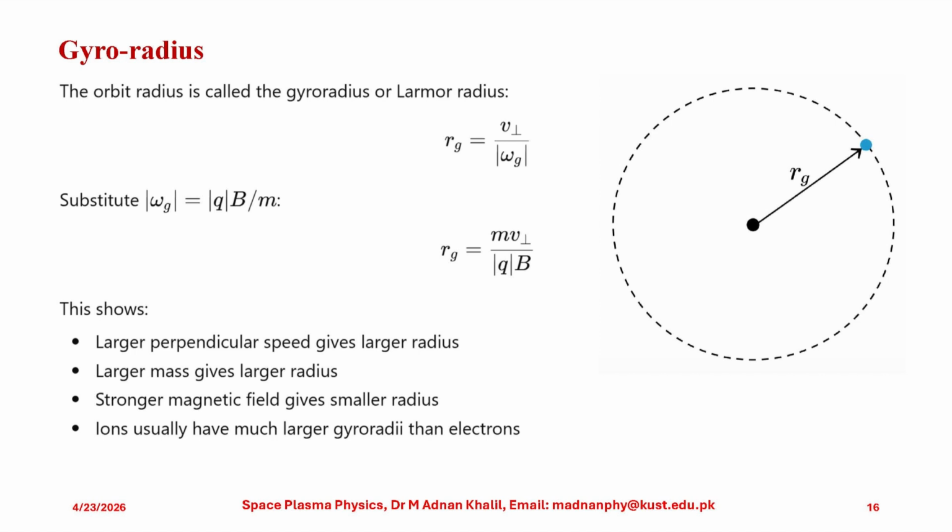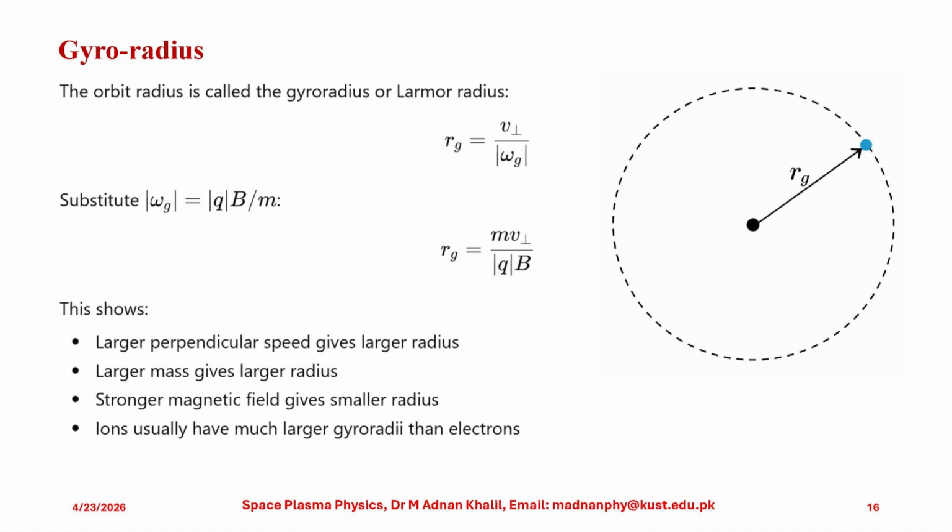The radius of a circular orbit is called the gyroradius or Larmor radius. It is first written as Rg equals v perpendicular divided by the magnitude of omega g. Replacing the magnitude of omega g by the absolute value of q times B over m gives Rg equals m times v perpendicular divided by the absolute value of q times B. This formula contains a lot of physics. A larger perpendicular speed gives a larger orbit because the particle tries to move farther before the magnetic field bends it. A larger mass also gives a larger orbit because heavier particles are harder to bend. A stronger magnetic field gives a smaller orbit because the magnetic turning force is stronger.